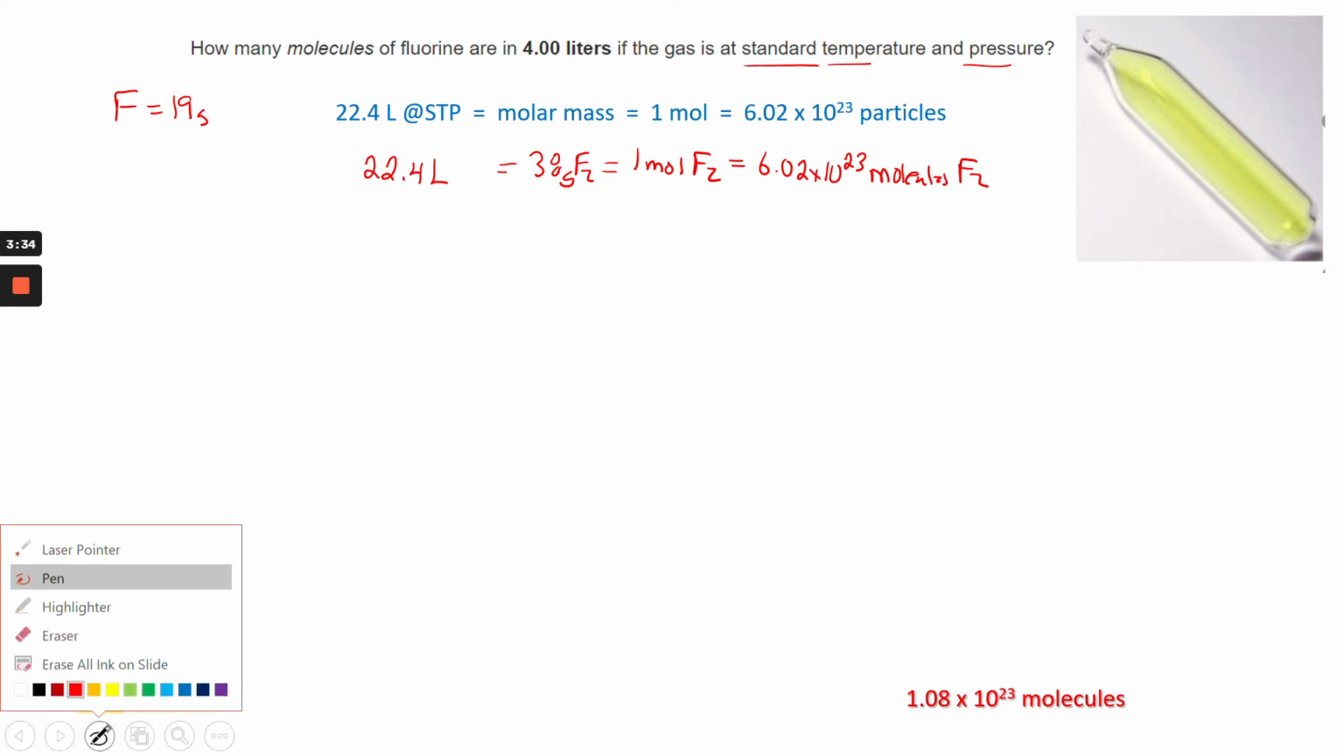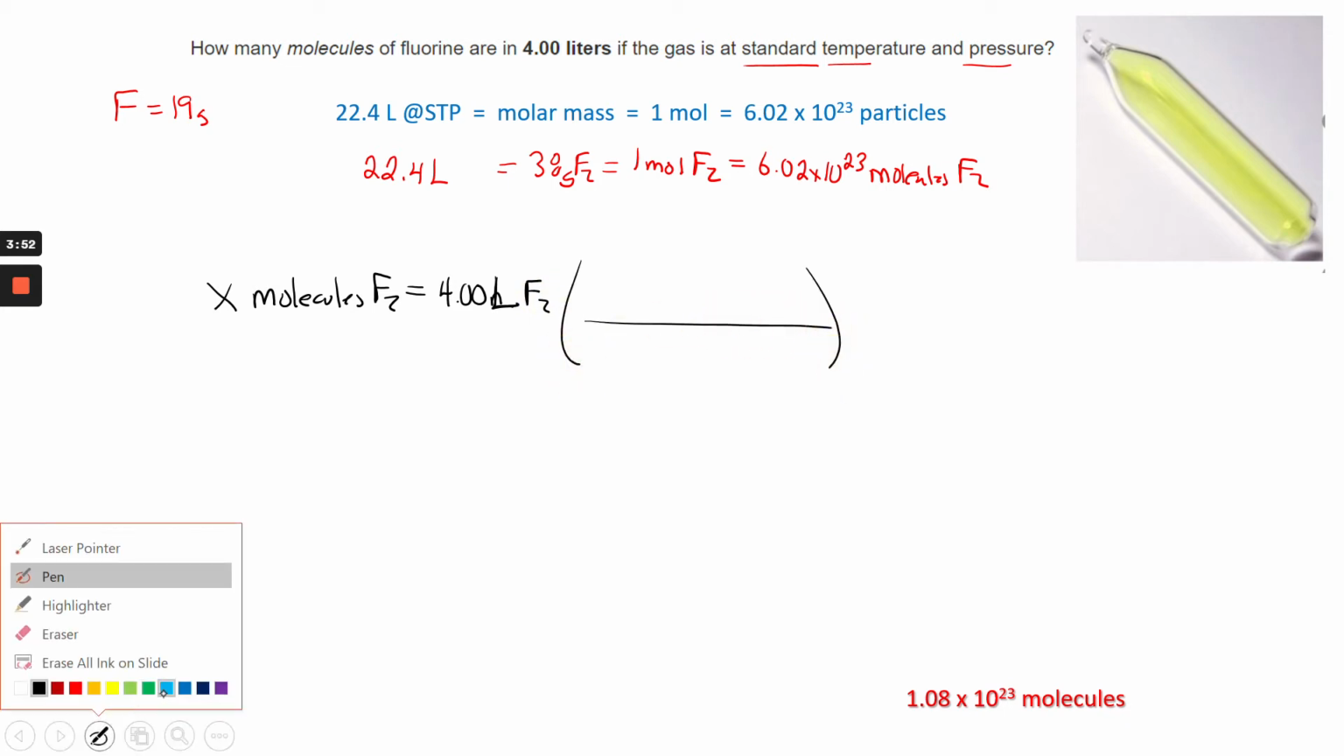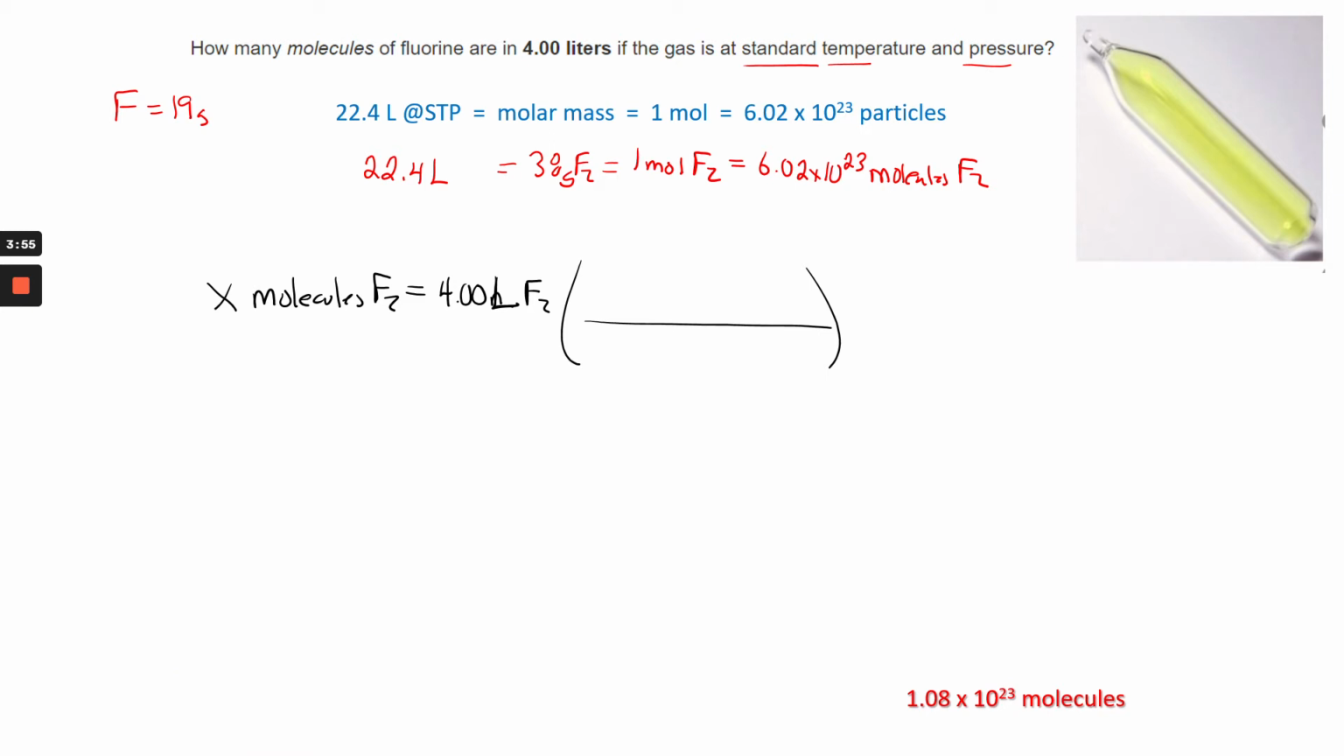So let's write out the question. The question is, how many molecules of fluorine are there in 4 liters of fluorine? Now, that has 3 significant figures in 4.00 liters, so my final answer should have 3 significant figures. So I'm looking for a conversion between liters and molecules, and I have it right here. Every 22.4 liters is 6.02 times 10 to the 23rd molecules.